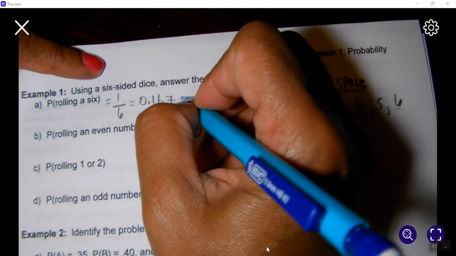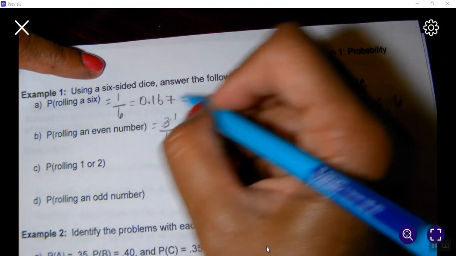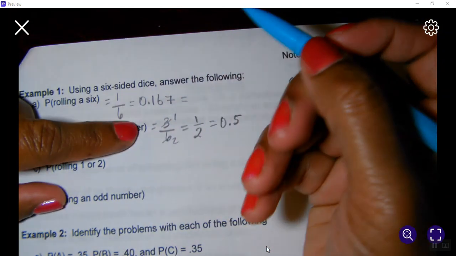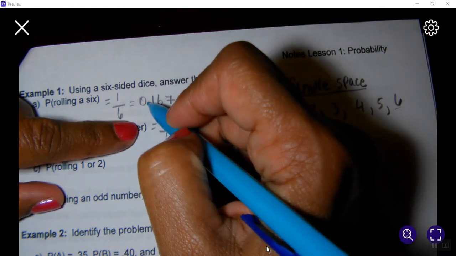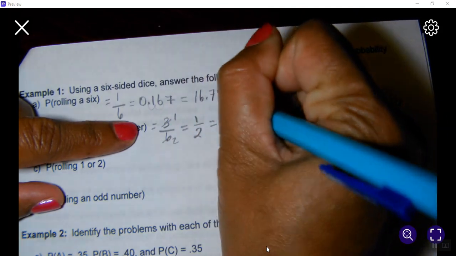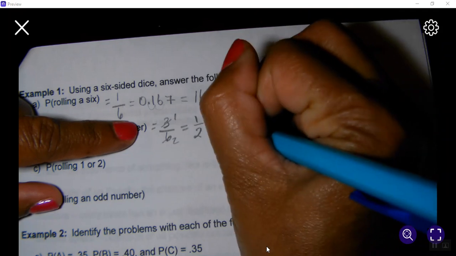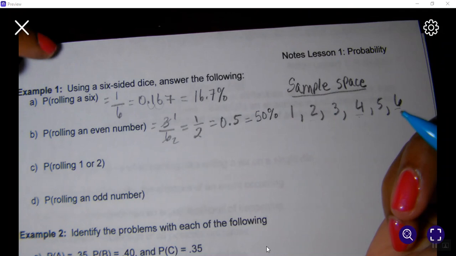Another way that we write probability is we write it as a fraction first, then we write it as a decimal, and we also sometimes write it as a percentage. So to write it as a percentage, we just move the decimal place over twice. So this would be a 16.7% chance of happening. So here we will move it over twice, so this is a 50% chance of it happening.